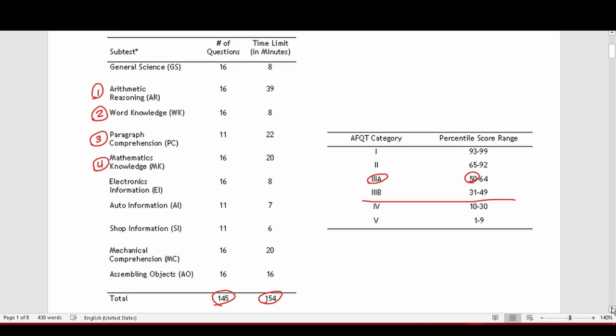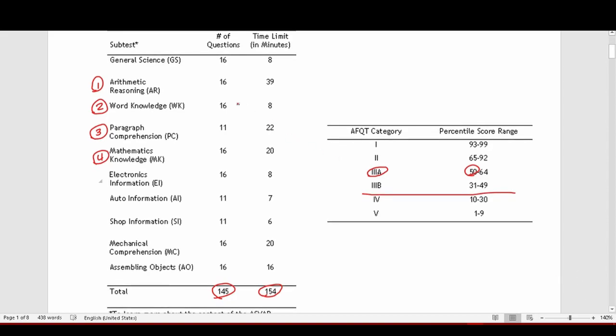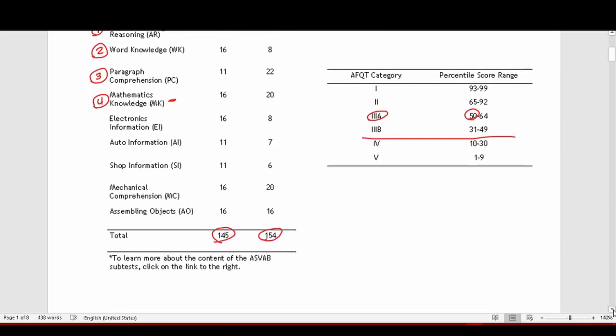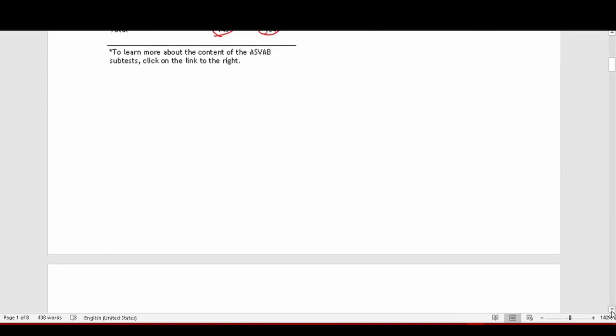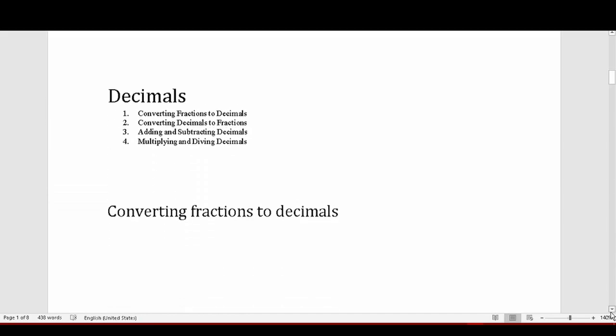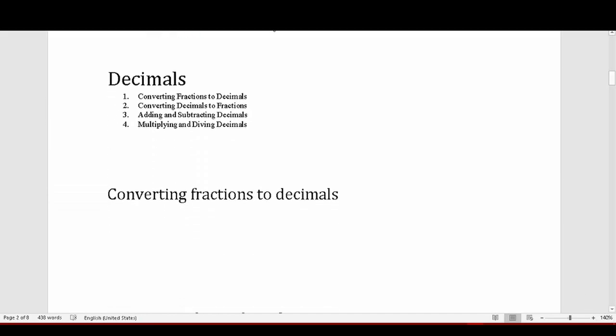Today's video, as I mentioned, is all about decimals, which are going to show up again on the arithmetic reasoning and mathematics knowledge subtest. So let's go ahead and make sure we know how to deal with those. Today's video, more specifically, is broken down into 4 different sections.